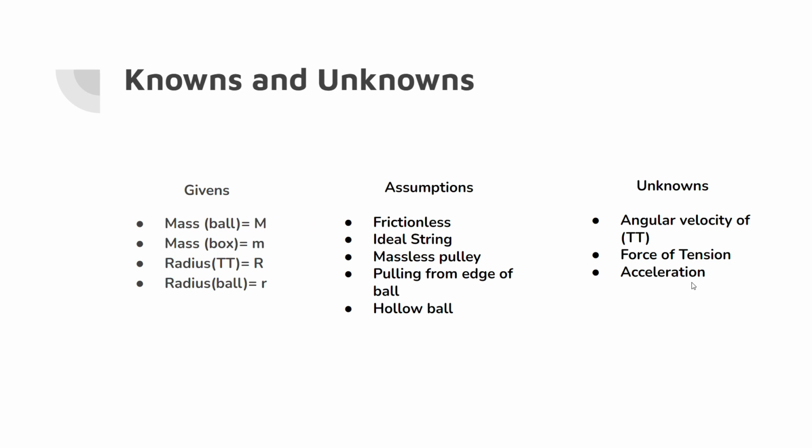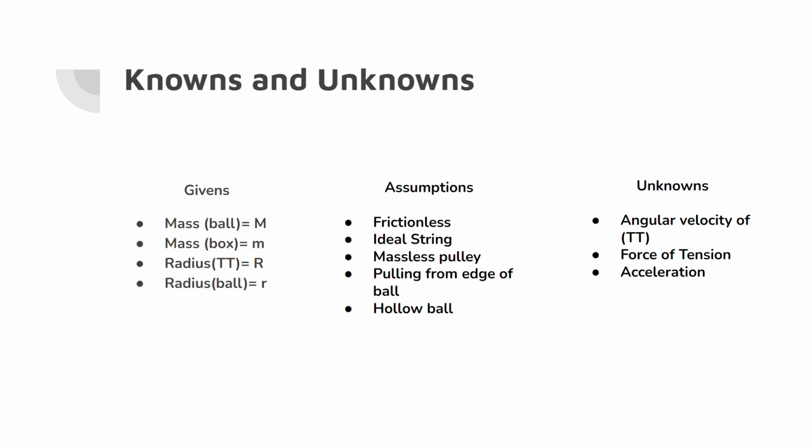So here's our knowns and unknowns. We're given that the mass of the ball is equal to big M and the mass of the box is equal to little m. And then the radius of the turntable is equal to big R and the radius of the ball is equal to little r.